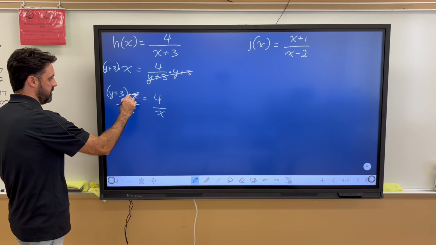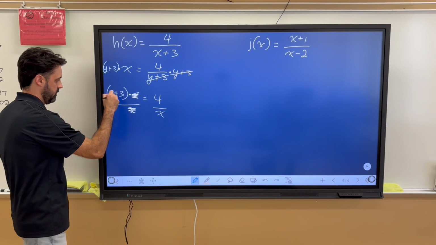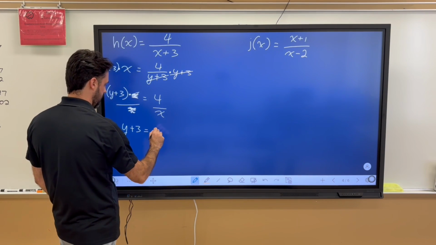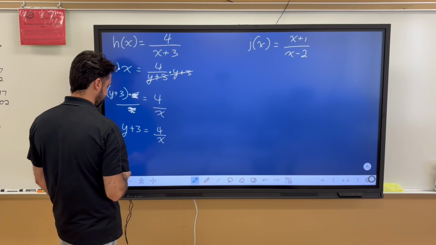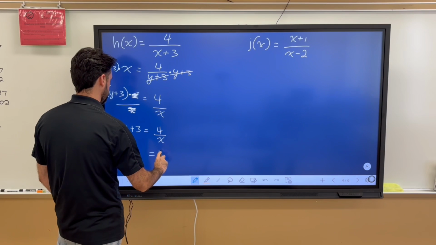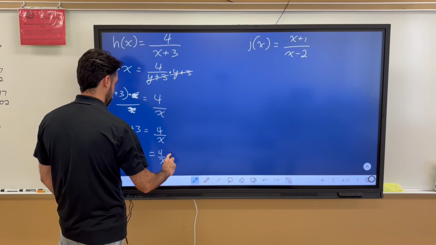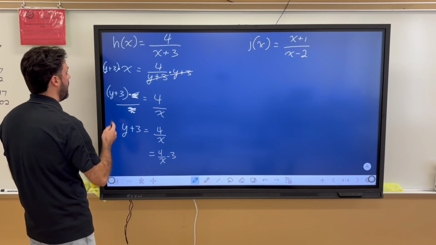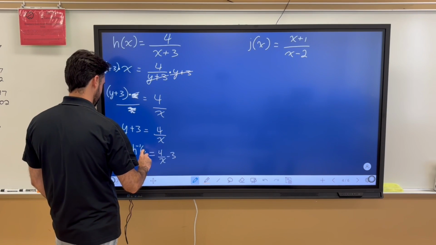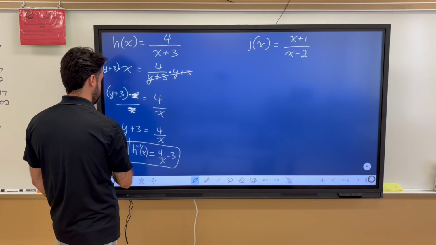And so those x's cancel. So we're just left with y plus 3 on the left. And then on the right, we have 4 over x. And then our last step, subtract that 3 over. And we're going to replace the y with h inverse of x. All right, that's it for that one.